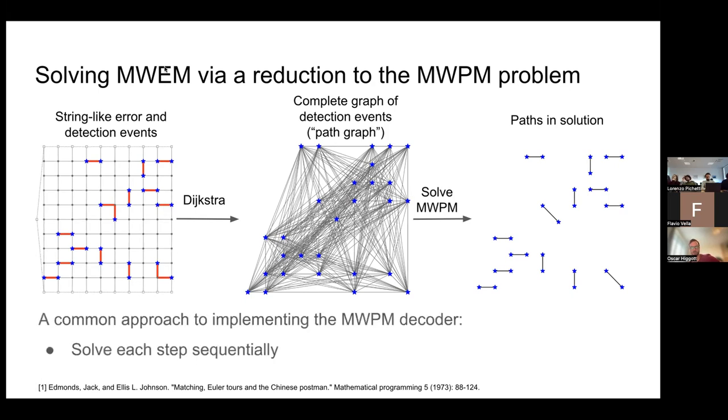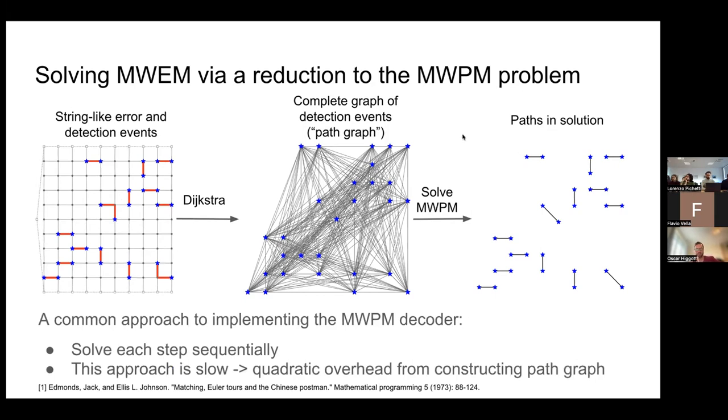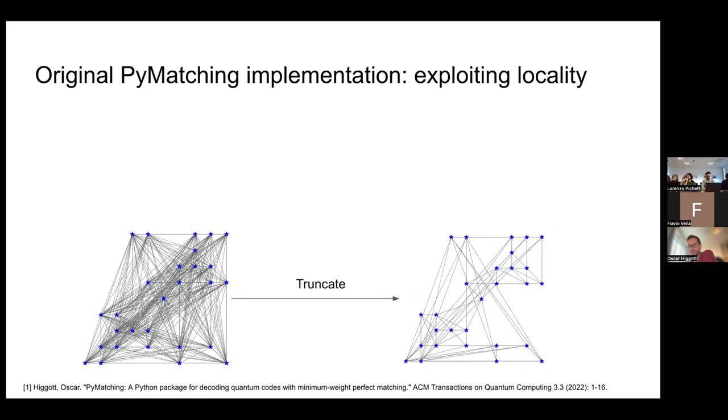And so a common, naive approach to implementing this matching decoder might be just to literally do this sequentially. If you solve each step sequentially, say you use some Dijkstra subroutine and you go to some library and use Blossom to solve this problem, it's horrifically slow, because you have to construct this quadratically larger path graph, which immediately gives you this quadratic overhead of just constructing the graph, let alone solving it with Blossom. Although it's horrifically slow, in the error correction community it's been a common way to implement the decoder just because it's simple to implement in some sense.